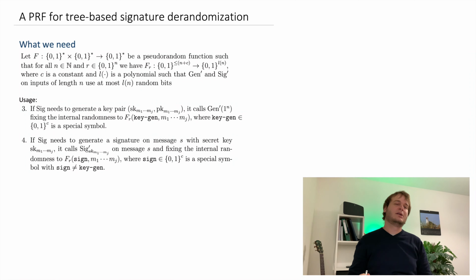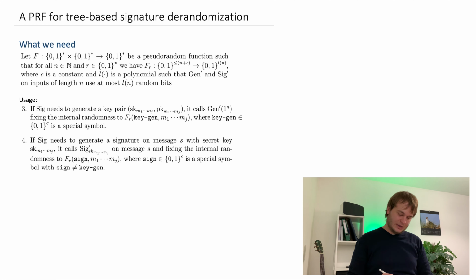Hey, welcome back. In the previous video, we've talked about using PRFs to de-randomize the tree-based signature scheme, and in this way getting rid of the state also. The thing is that we've left out some of the details, and the lecture actually calls for a very specific pseudonym function to achieve this. Now this tutorial is about building this very specific pseudonym function.